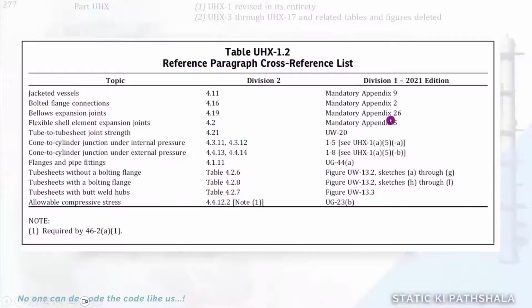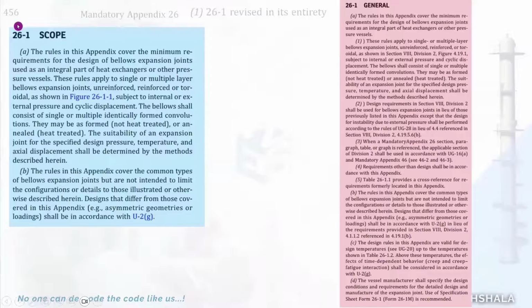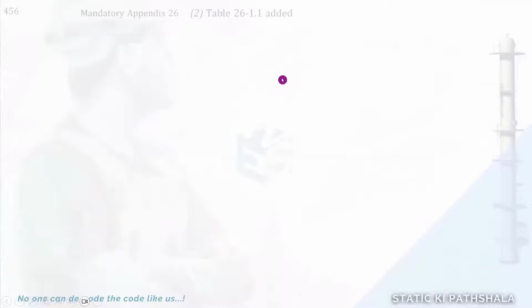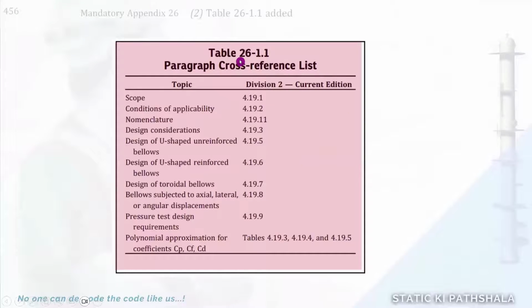But that is not the case with mandatory appendix 26, which is for the flexible or bellows expansion joints. Bellows, what we can say is the thin bellows which we were using as per mandatory appendix 26, let's have a look at how they have changed. So this was the earlier scope, this is the new scope as far as mandatory appendix 26 is concerned. Here you can see in mandatory appendix 26, this table has been newly added.